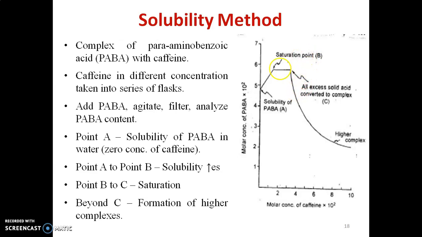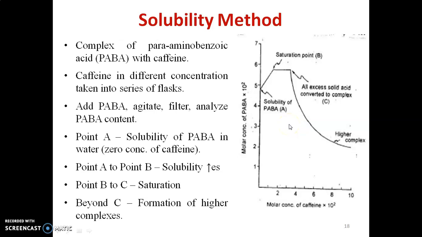Beyond C, there is a decrease in the concentration of para-aminobenzoic acid, because due to formation of higher complexes, all the excess solid acid gets converted to complex, and because of the formation of higher complexes, there is a decrease in concentration or solubility.